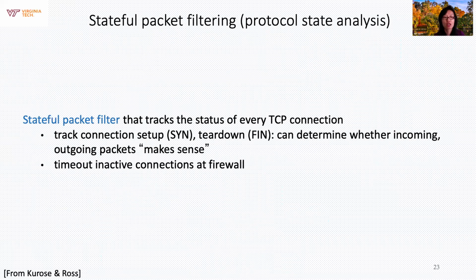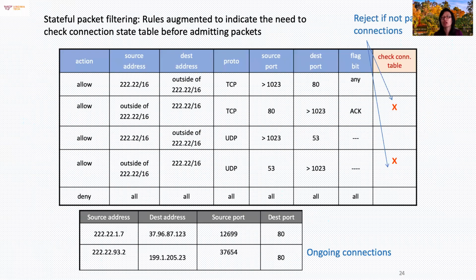That's why a more advanced one is the stateful firewall, where you can keep track of ongoing traffic and what traffic makes sense. So you have a little bit of memory. In this case, we have a new column with a check connection table, and the firewall maintains a separate table that keeps track of all the ongoing connections.